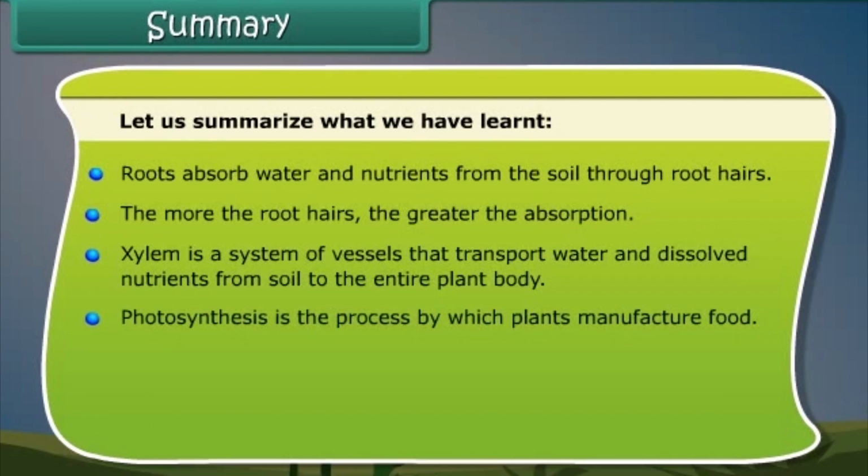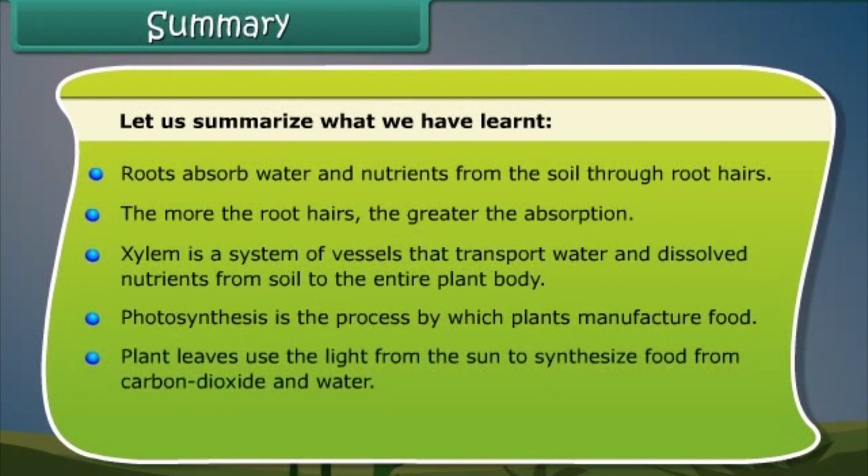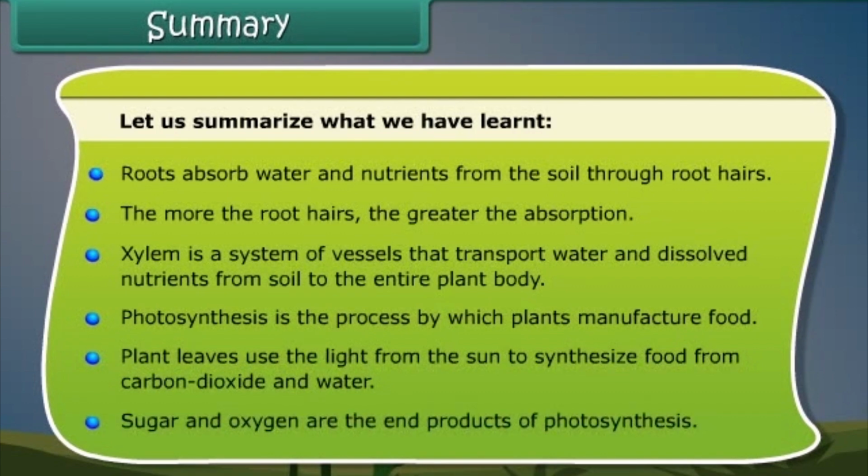Photosynthesis is the process by which plants manufacture food. Plant leaves use the light from the sun to synthesize food from carbon dioxide and water. Sugar and oxygen are the end products of photosynthesis.